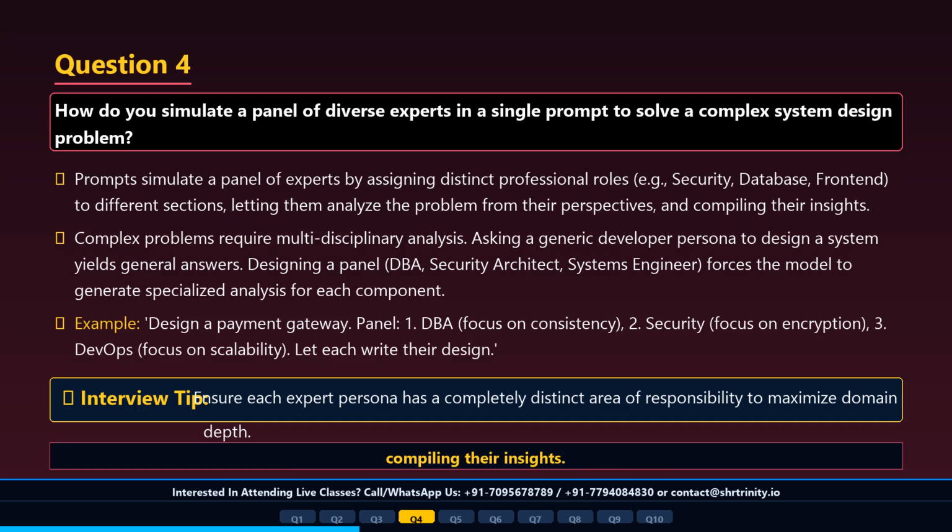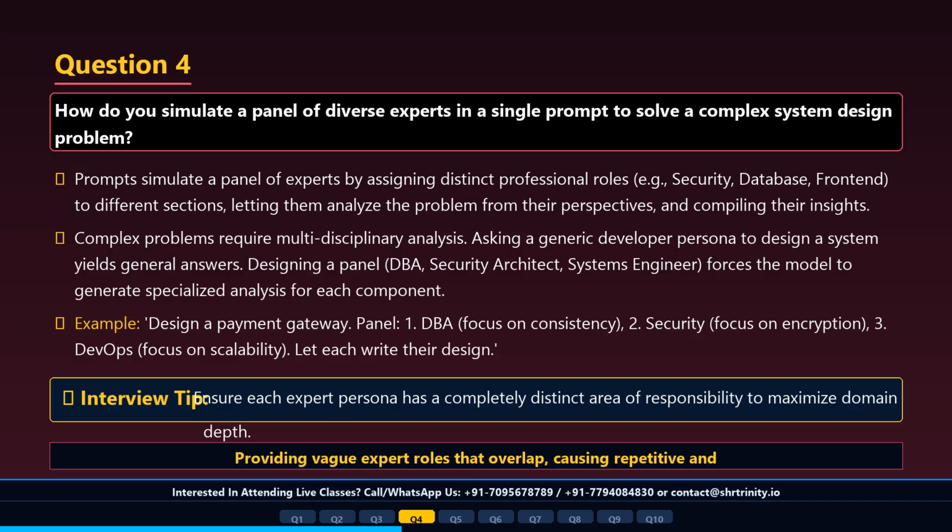Complex problems require multidisciplinary analysis. Asking a generic developer persona to design a system yields general answers. Designing a panel, DBA, security architect, systems engineer, forces the model to generate specialized analysis for each component. For example, design a payment gateway. Panel 1, DBA, focus on consistency, 2. Security, focus on encryption, 3. DevOps, focus on scalability. Let each write their design.